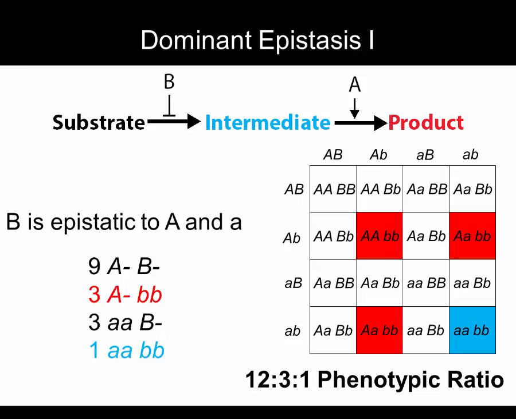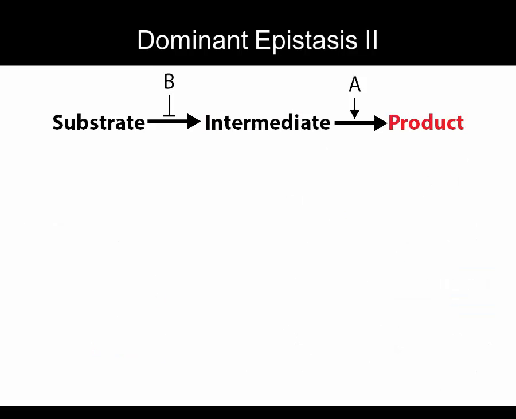Here, we say the dominant B allele is epistatic to both the dominant and recessive A alleles. A dominant B allele masks the red phenotype from a dominant A allele and the blue phenotype of the recessive. Here's another form of dominant epistasis.